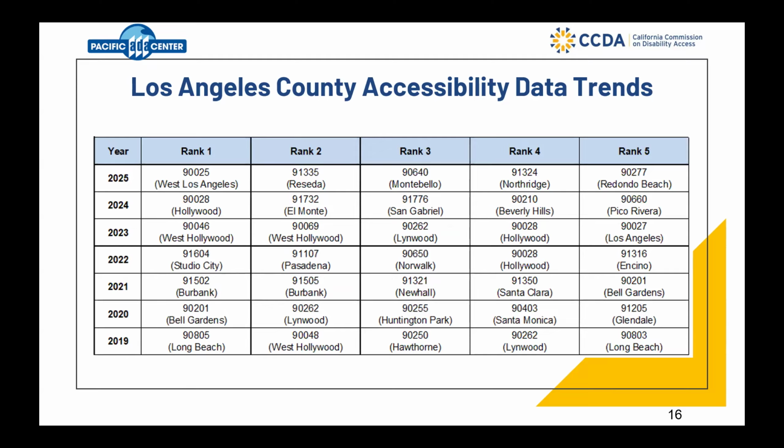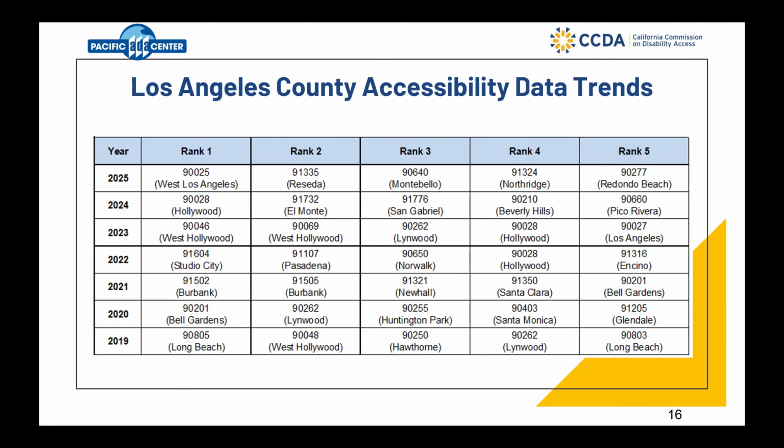So let's talk a little bit about the zip codes. What CCDA also collects, in addition to the top 10 violations, is also the zip codes. For 2025, the top zip codes and the cities that corresponded to them, we saw West Los Angeles, Reseda, Montebello, Northridge, and Redondo Beach, as we're just showing the top 5, as opposed to the top 10, but in our report, it'll show the top 10.